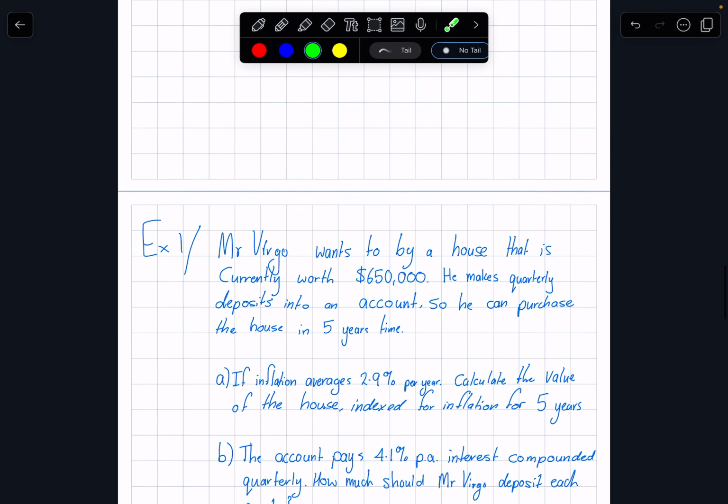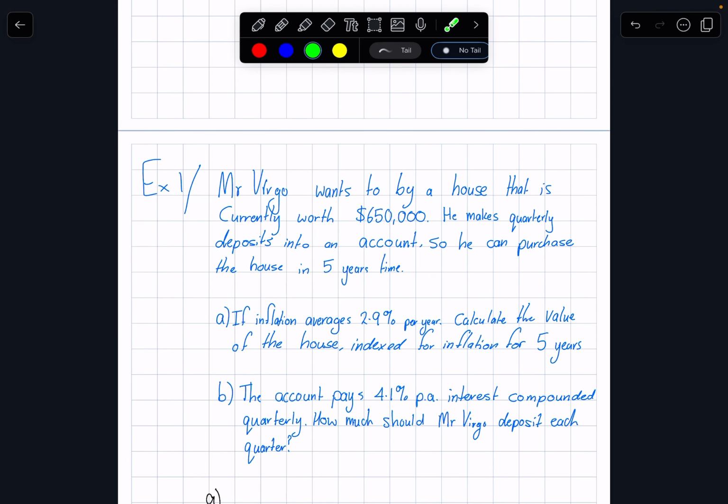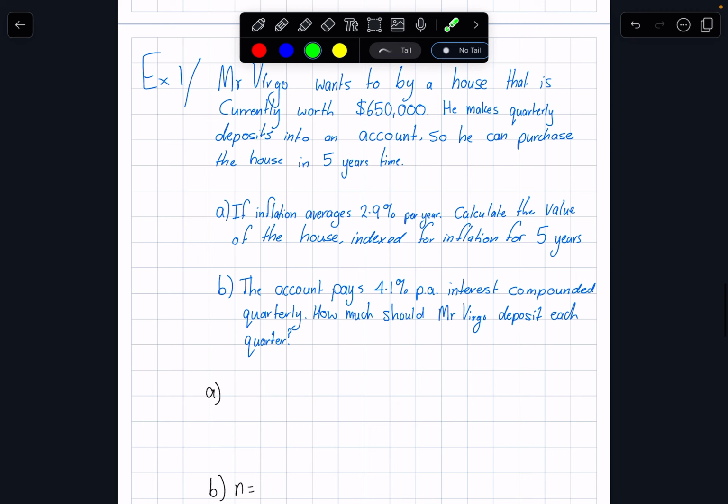So let's have a look at an example. I want to buy a house and I know it's going to be in the market in 5 years' time, but it's currently worth $650,000. I want to make quarterly deposits so that in 5 years' time, I can actually afford that house. If inflation averages 2.9% per year, we need to calculate the value of the house indexed for inflation for 5 years. To do this, we go to our compound interest formula.